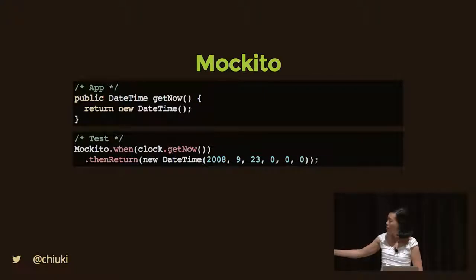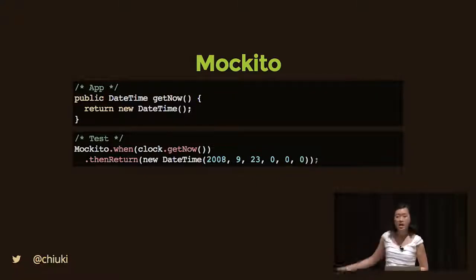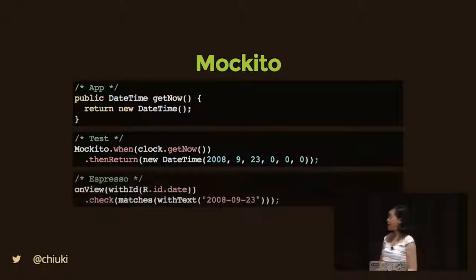So in the app, have you used Joda Time? That's a really nice date and time library for Android and for Java. So DateTime is what Joda Time will provide you. If you just call it with no parameters, it will give you today's date and this exact moment. In the test, what we're going to do is we are going to go to the view that has the ID date. This is actually a text view.